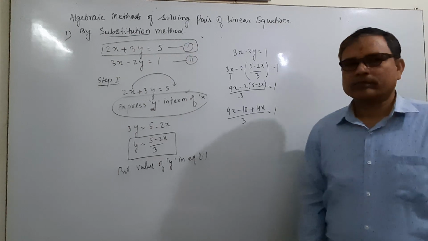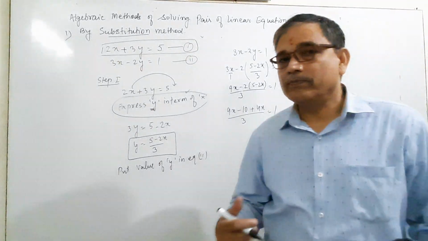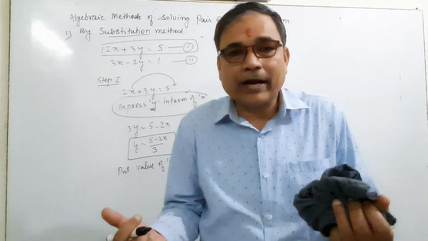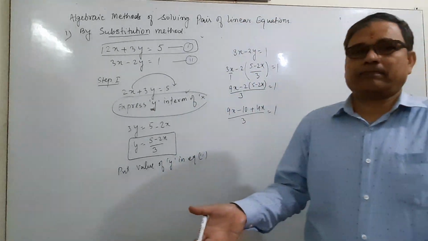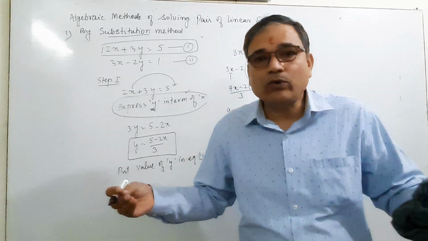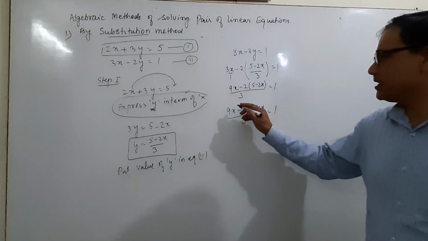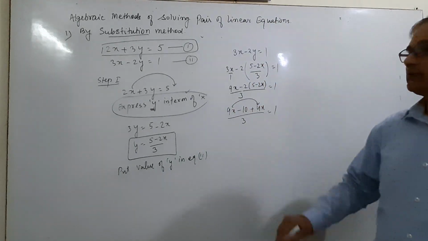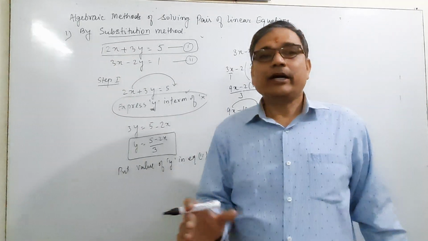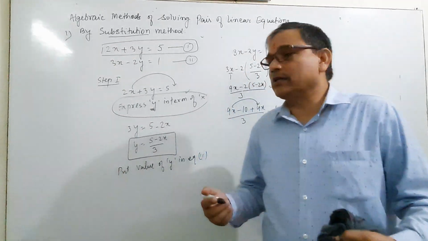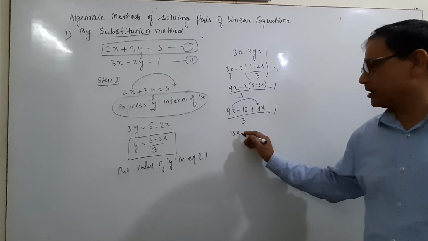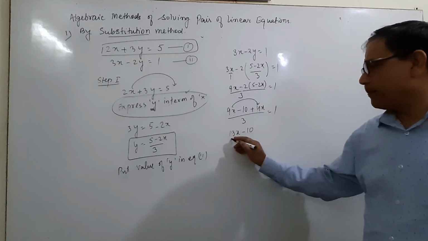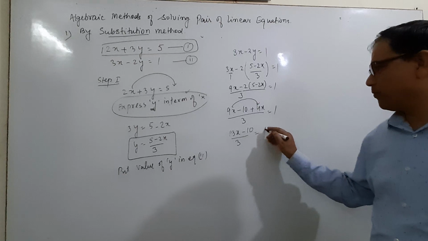1. And now which one is like term? We can add or subtract the like terms. 9x and 4x are the like terms. It means we can add them to each other. 9x plus 4x will equal 13x. So 13x minus 10 upon 3 is equal to 1.